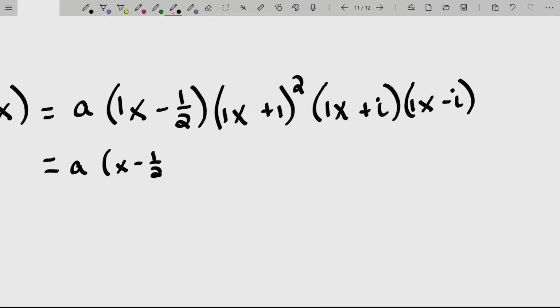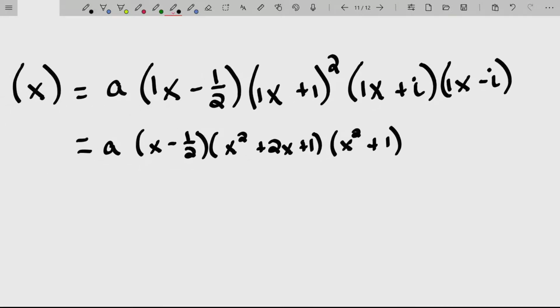So this is going to be an x minus 1/2. I'm not going to multiply that first, but I am going to square this x plus 1. That becomes an x squared plus 2x plus 1. I'm also going to multiply out this x plus i times x minus i, which is going to be an x squared. Let's see, minus xi plus xi, so they cancel, minus i squared, but i squared is a -1, so it's a plus 1. So quickly, it compresses down to that.